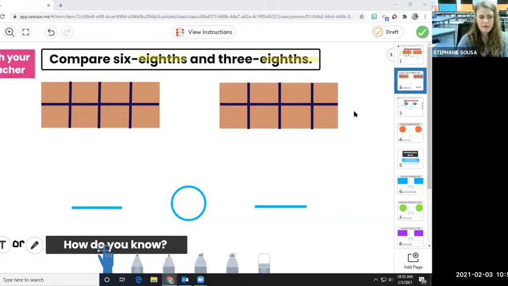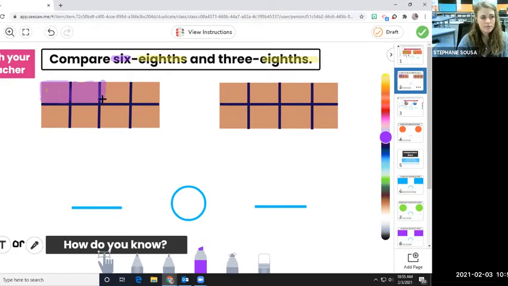Okay, very good. Now we have to shade 6/8 and 3/8. So I'm going to go ahead and highlight that this is 6, and I'm going to shade over here on the left side 6 of these pieces. And remember, I'm shading the pieces, not the lines, right? Not the cut marks, the partitions, the pieces.